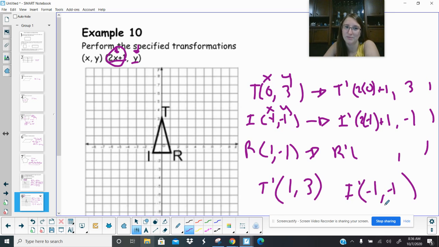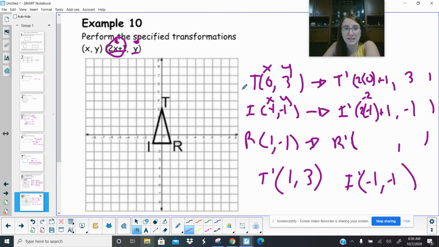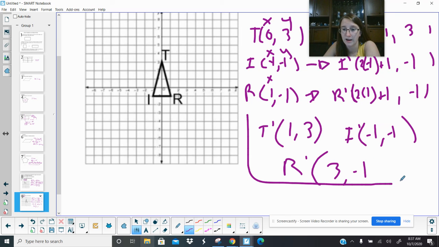That can happen sometimes, right? 2 times -1 is -2. Plus 1 does get us back to where we started. Okay, and for the last one, I want 2x plus 1. Here my x is 1. So 2 times my x plus 1. My y stays the same. So r prime is going to be 2 times 1 is 2, plus 1 is 3, -1, and there's our answer. Boom.